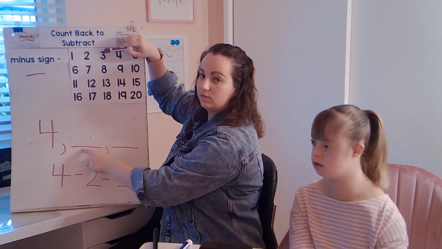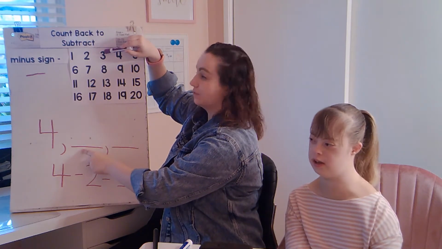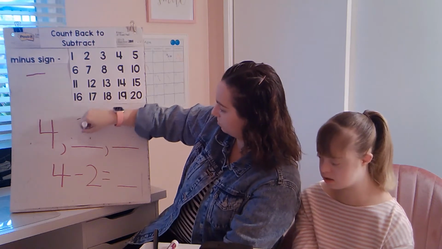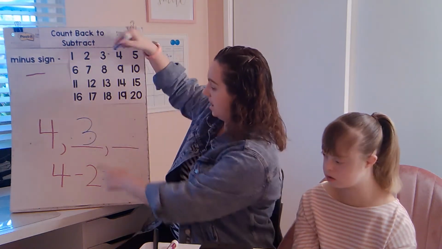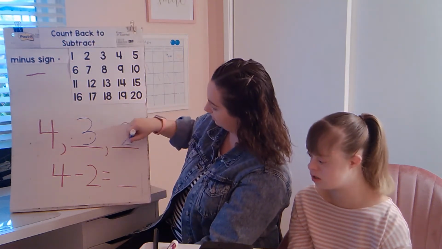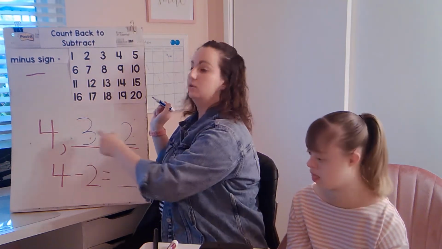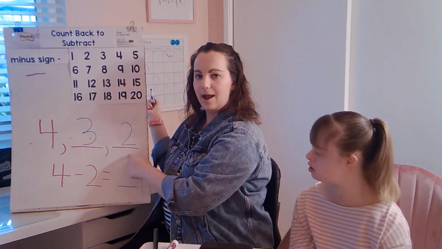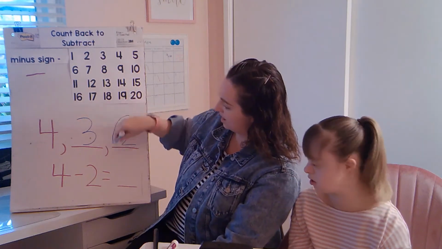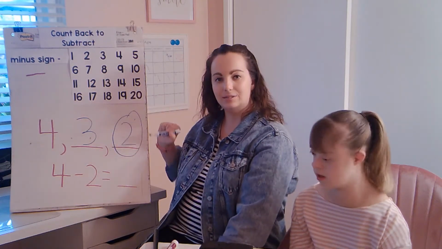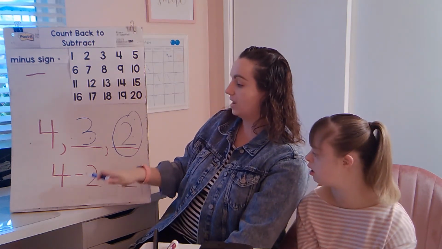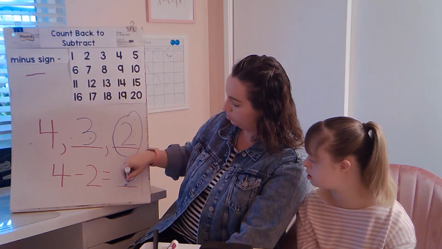What number came before 4? I say 3. 3, good. So I'm going to write that down here so I can keep track of it. 4, 3, and then what came before that? 2. 2, yes. 4, 3, 2, and there I have it. My last space to keep track. My last number is my answer. So what's my answer, everyone? I have 2. 2, yes. So 4 take away 2 equals 2.